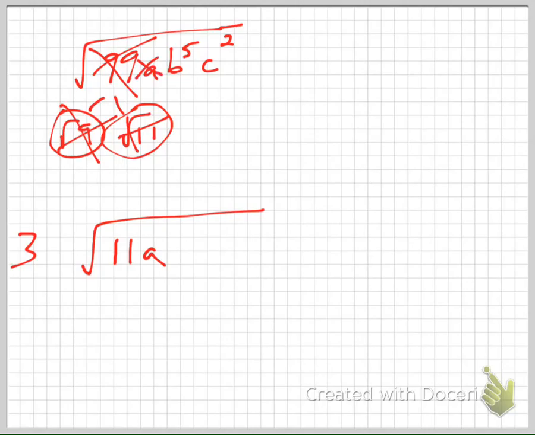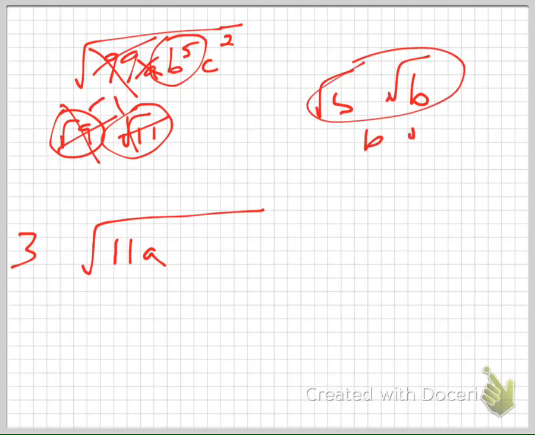I have 5 B's in there. That means it's square root of B times square root of B times square root of B. What is the square root of B times square root of B? B, right? So then there's 2 of them. I have more times B, right? Square root of B times square root of B, which is another B, right?